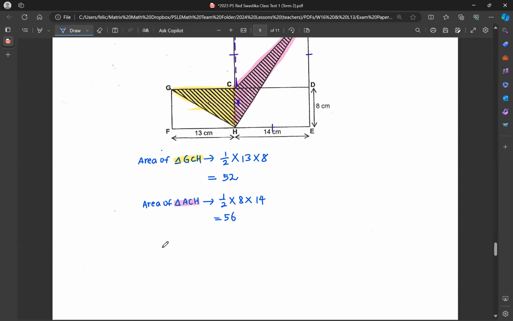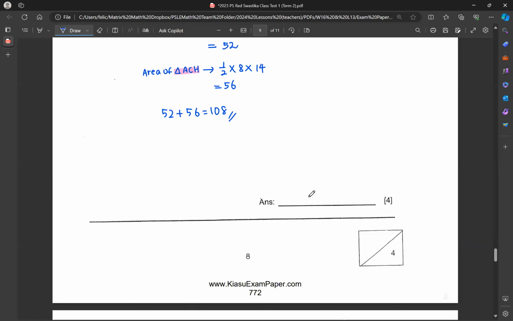So just need to add them up now to find the area of the shaded part. So this gives us 108 cm squared. Remember, you need cm2.